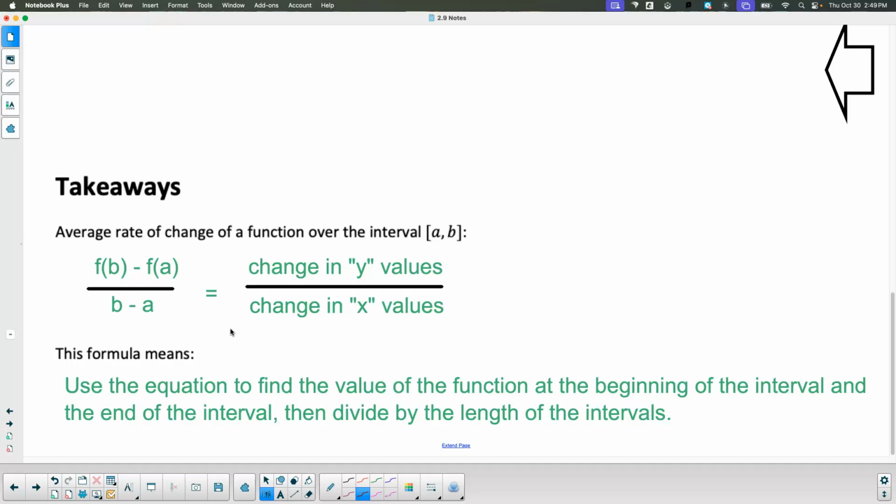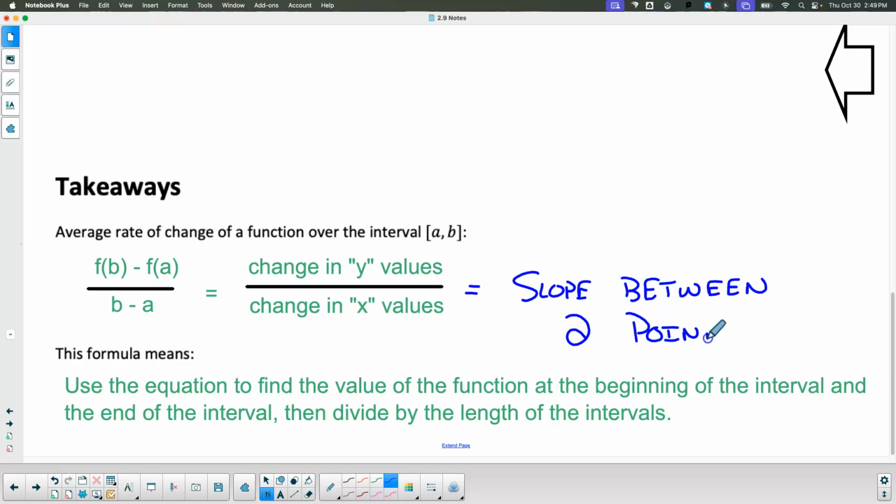So the average rate of change can really just be summed up as the slope between two points. Okay.